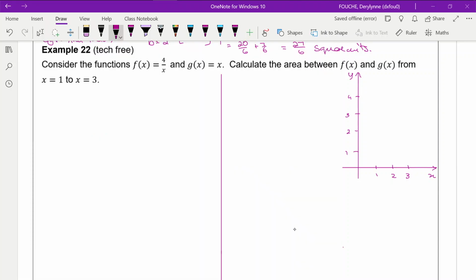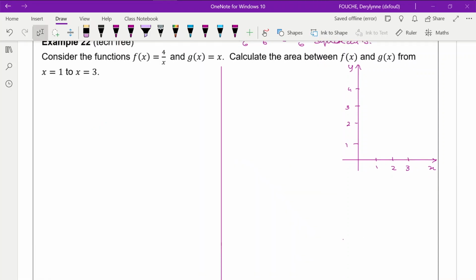Alright, with this one, I can see that when I find my difference function, my two functions are not going to give me a polynomial. So there's not a lot of benefit in trying to sketch a function that I don't know what it might look like if it's tech-free.